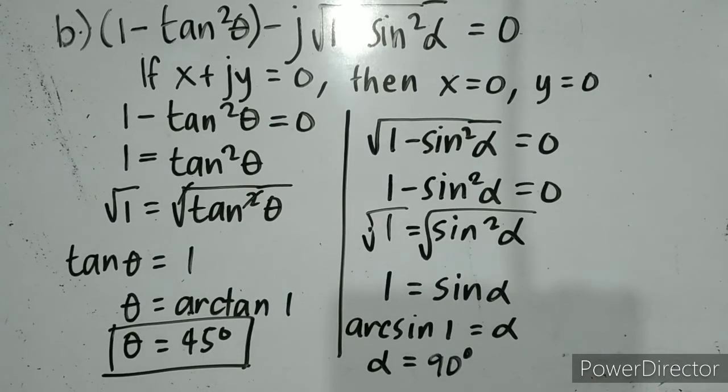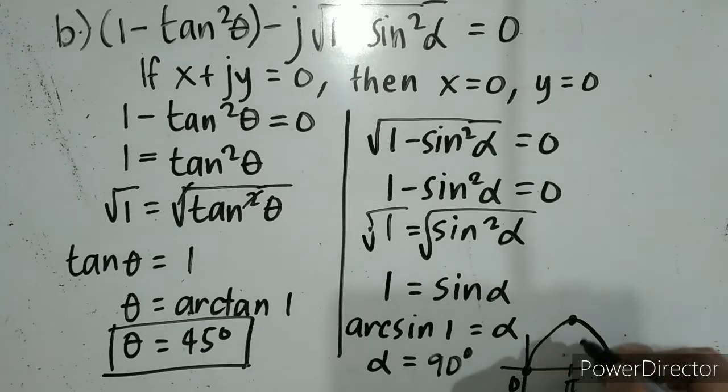Arc sine of 1 is 90 degrees because, as I've said earlier, sine begins at angle 0 with a value of 0, and then at pi over 2 or 90 degrees, the value of the sine wave is 1, and then it begins to go down again. So the value of sine of 90 degrees is 1. That is why arc sine of 1 is 90 degrees.